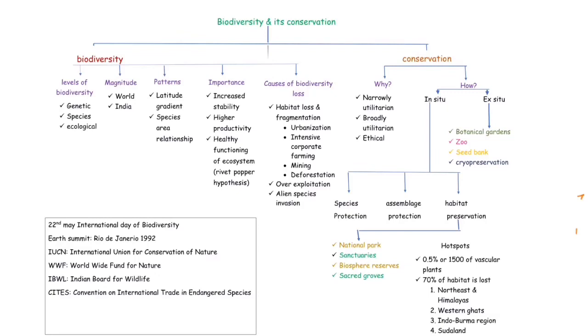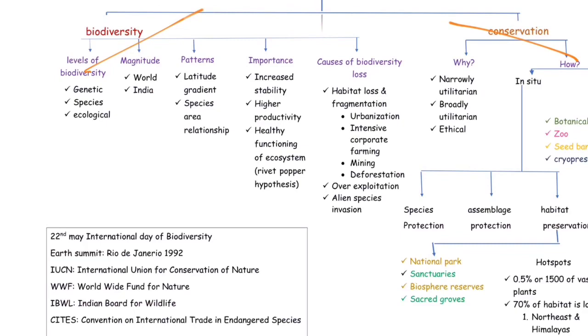Biodiversity and its conservation. This chapter can be broadly divided into two parts. One is the biodiversity part and another one is the conservation part. First we shall go with biodiversity. Under biodiversity we studied about levels of biodiversity, magnitude of biodiversity, patterns of biodiversity, importance of biodiversity and causes of biodiversity loss. First we shall go with levels of biodiversity. We studied about genetic diversity, species diversity and ecological diversity.